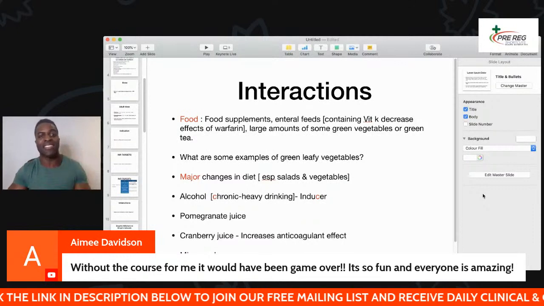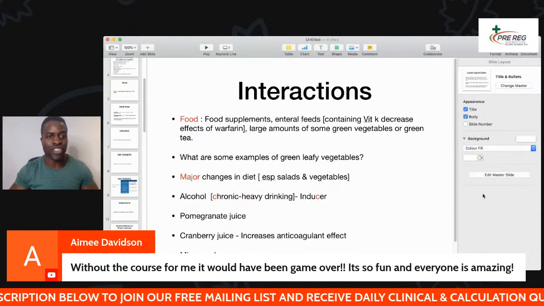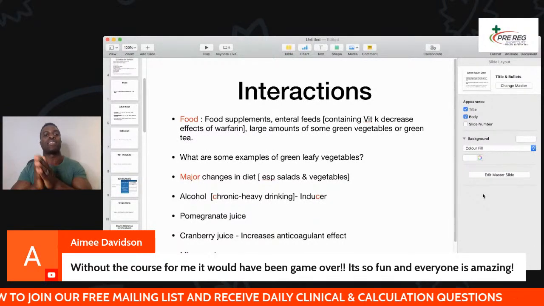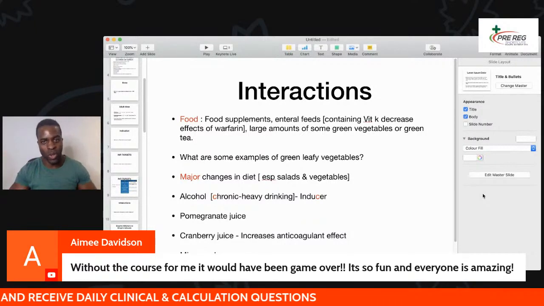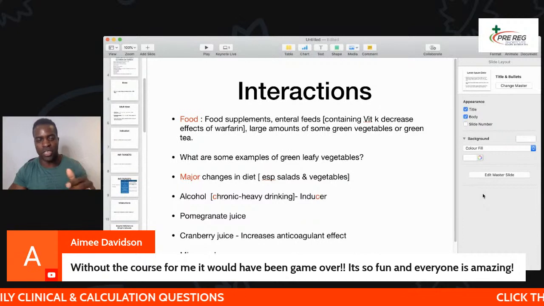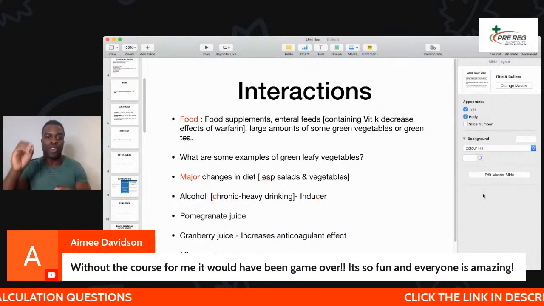So at that stage, no, that is very dangerous because now you're taking loads of vitamin K that is going to interact with warfarin. It's going to stop the efficacy of it, and you don't want that. You want them to avoid major changes, major changes. Alcohol, it has to be chronic alcohol.